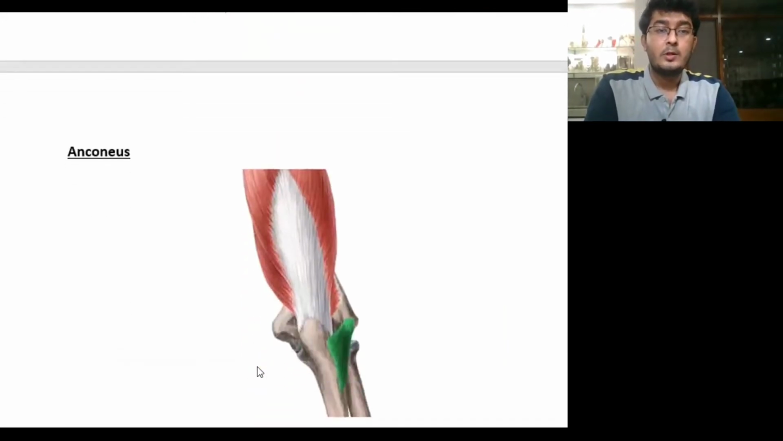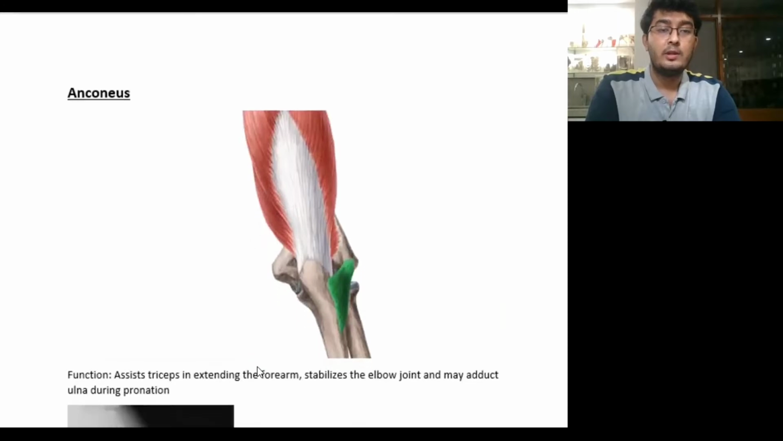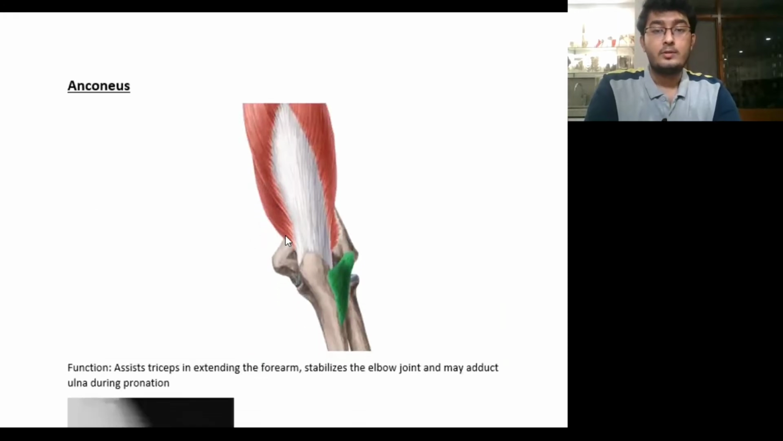The second muscle which I was talking about, which doesn't play a very significant role, is the Anconeus muscle. So this is the ulna. I can see the olecranon process, and this is the radius. This is the medial side of the upper limb, and this is the lateral side of the upper limb. So this must be the medial epicondyle, and this must be the lateral epicondyle.